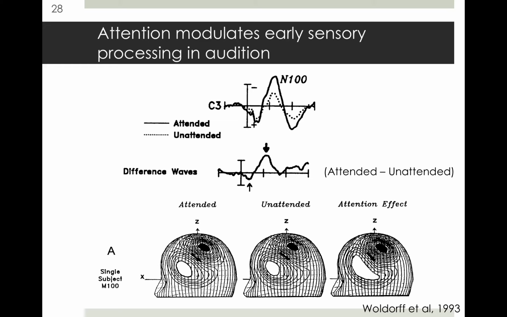And so a difference wave just means the attended minus unattended, and so you can see that there's this higher amplitude right around 100 milliseconds, and you can localize that to different parts of the head, and generally the results are centered over the auditory cortex, which is where the N100 is.